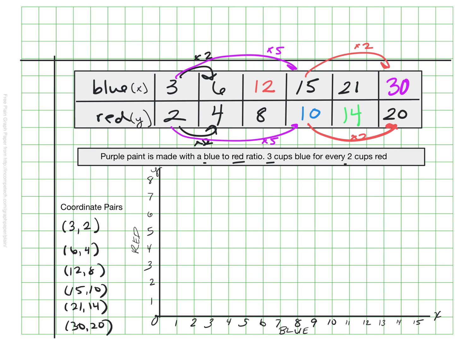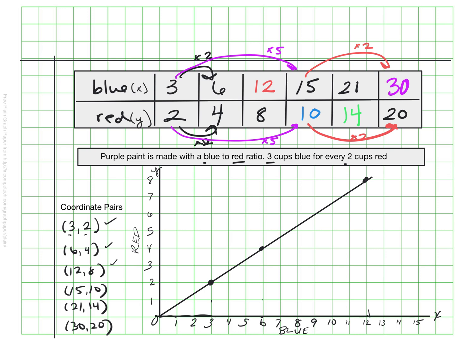And let's see if you remember how to graph these. So I'm going to go over to 3 on my x and up 2 on my y. So I'm going to go over 1, 2, 3, and then up 1, 2, and put a point there. I'll do the same thing with the next one. 6, 4, I go over to 6, which is here, and up 4, and mark that one. And I think I have room for one more. I can go over to 12 on my x, and up to 8 on my y, and mark it there.